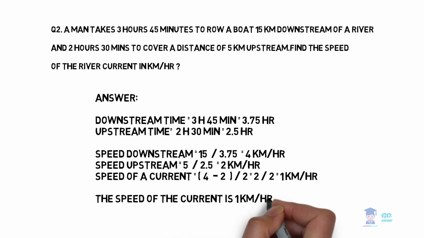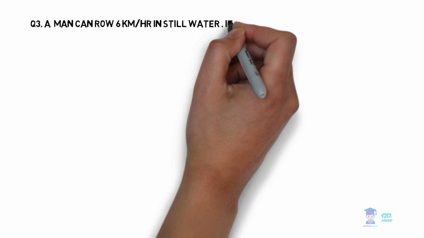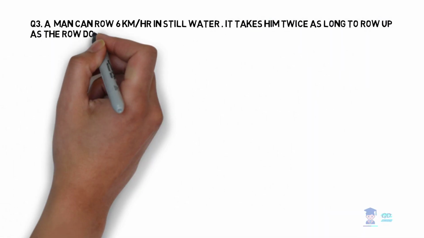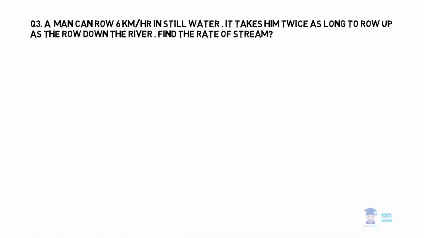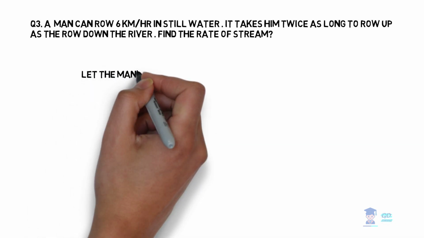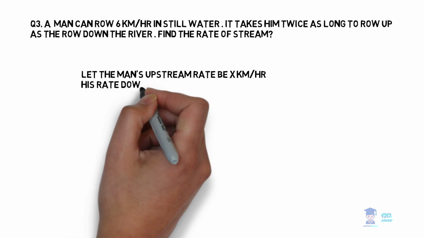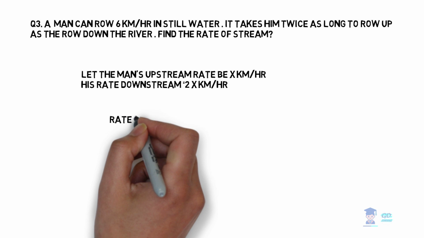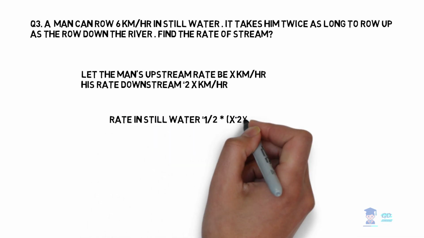Next question. A man can row 6 km per hour in still water. It takes him twice as long to row up as to row down the river. Find the rate of stream. Now let me consider the upstream speed to be x km per hour and his downstream rate to be 2x km per hour. Rate in still water is given by the formula half into A plus B. So half into x plus 2x. It is 3x by 2 km per hour.